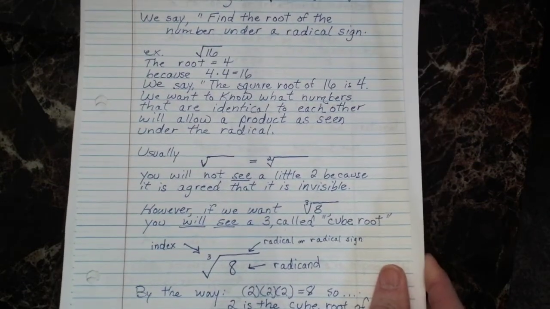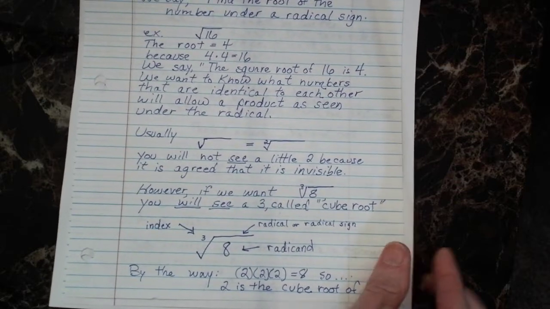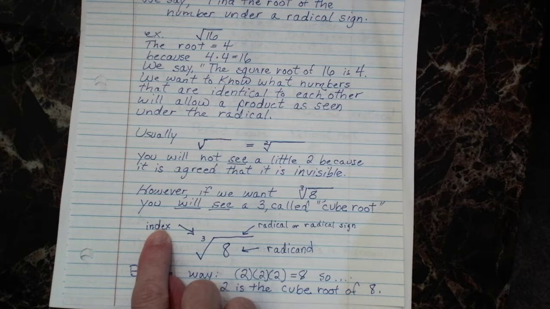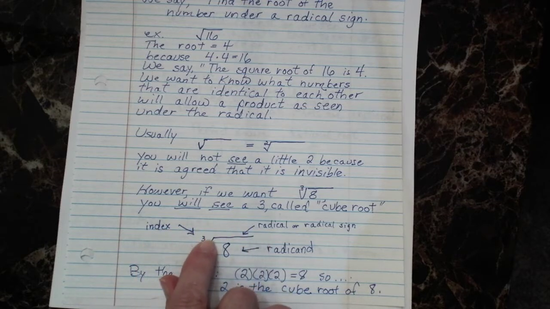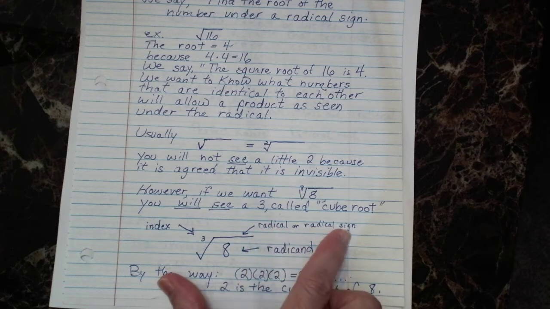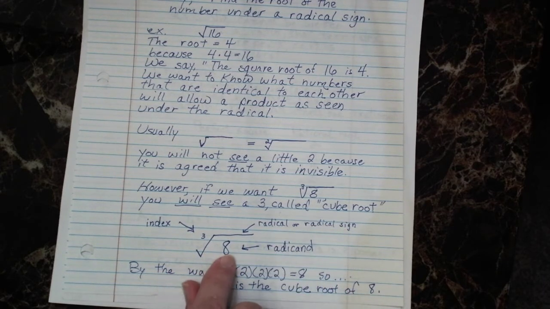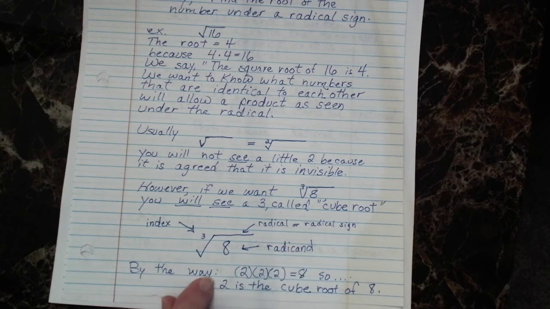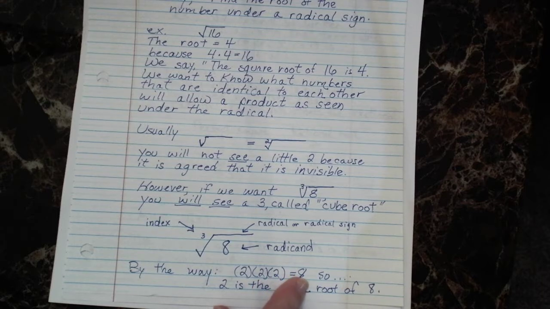So just to summarize, the little number here is called the index. The sign here that looks like a check mark division box is called the radical, or the radical sign. And the number under the radical sign is called the radicand. And by the way, 2 times 2 times 2 equals 8. So 2 is the cube root of 8.